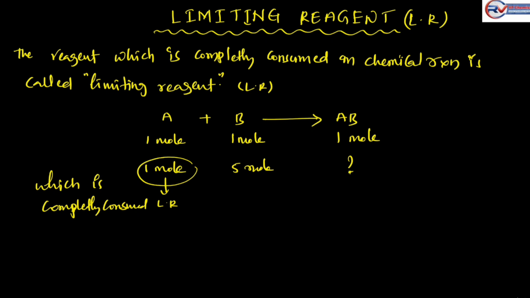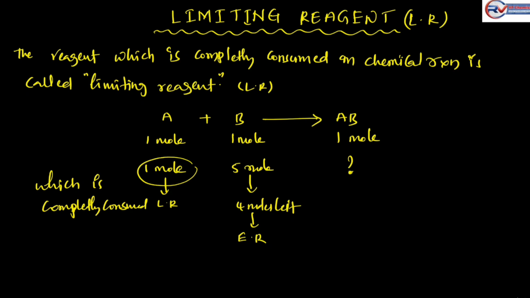Here 5 moles of B are there. How much is left? It is 5 minus 1, so 4 moles are left. It is an excess reagent. Okay, how to decide the number of moles of product formed? We decide by the limiting reagent.